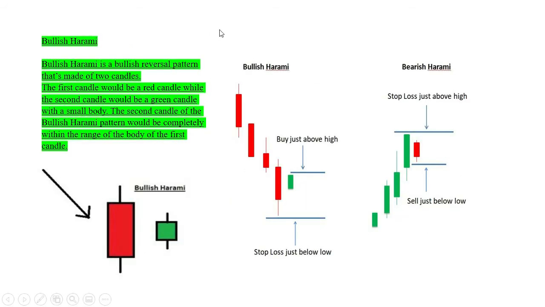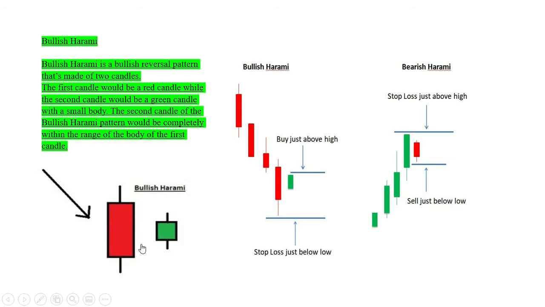The Bullish Harami. The Bullish Harami is a bullish reversal pattern that's made of two candlesticks. The first candle would be a red candle, while the second candle would be a green candle with a small body. The second candle of the Bullish Harami pattern would be completely within the range of the body of the first candle. Now, this is a fairly simple candlestick pattern to recognize. As you can see, we have the red candle, right? A longer red candle. The wicks don't necessarily matter, but we have the longer red candle, and then we have a green candle that's forming within the range of this.